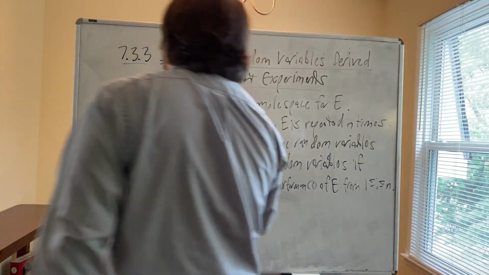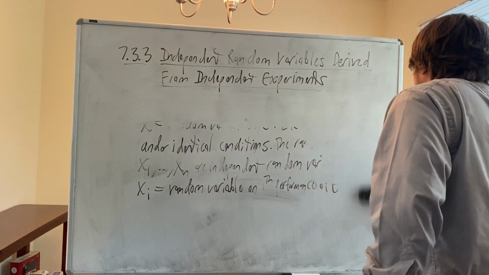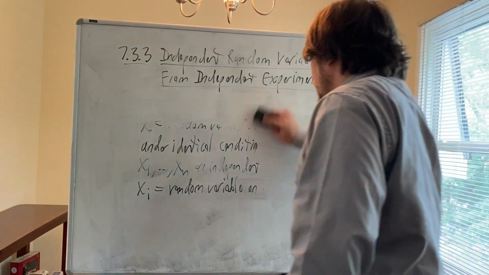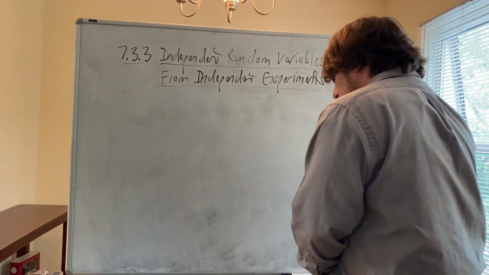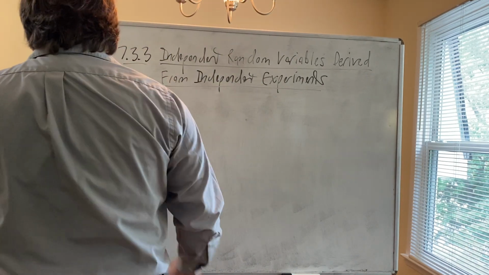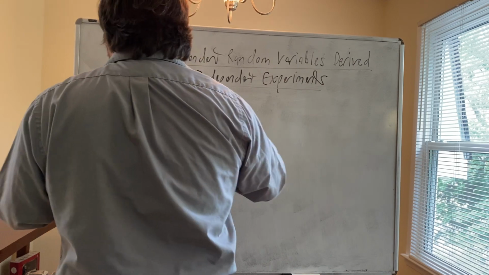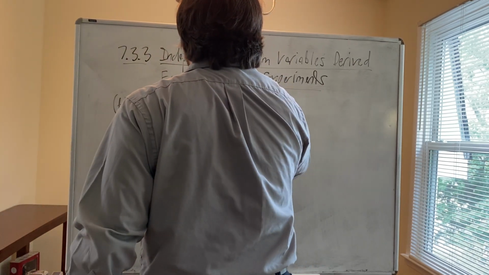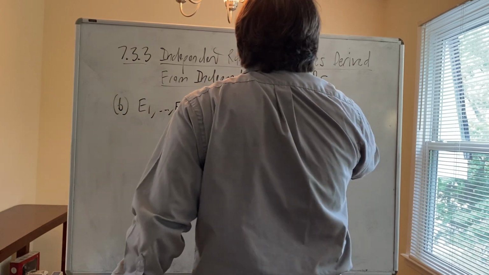And then, okay, so B, I'm going to erase A and write B so that I don't run out of room. And so for B, let's say E1 to En are separate and distinct experiments.